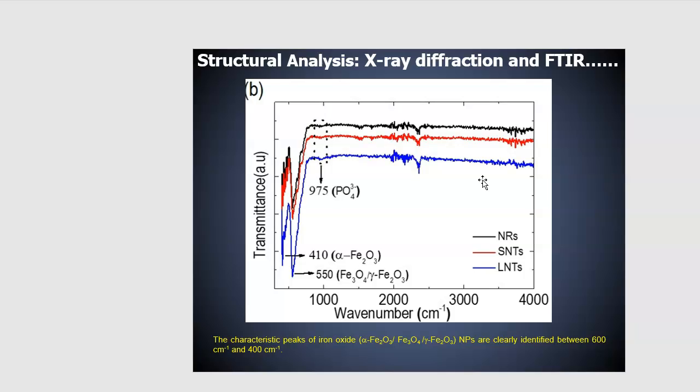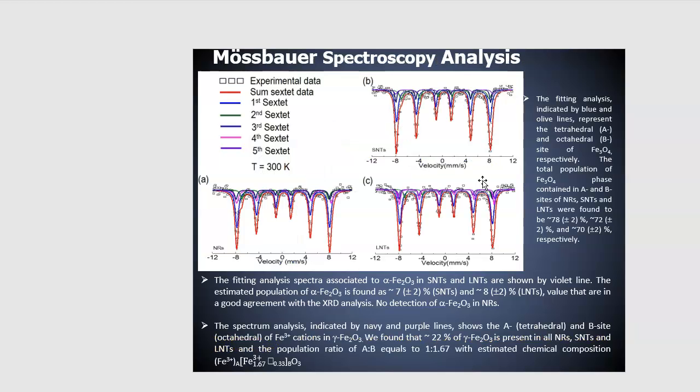This is the FTIR analysis, and we have found the characteristic peaks of iron oxide multiphase between 600 to 400 per centimeter, which identifies that we have a mixture of iron oxide phases in these samples.